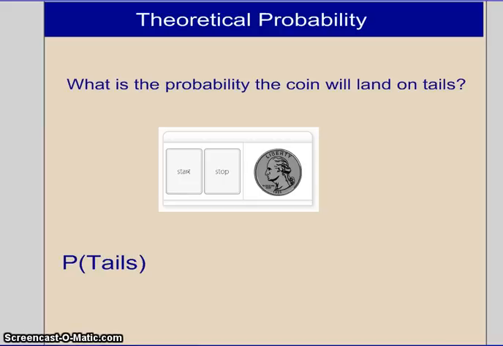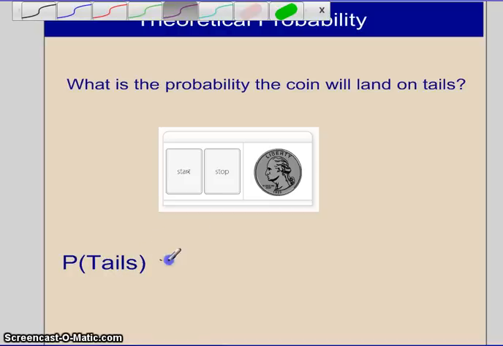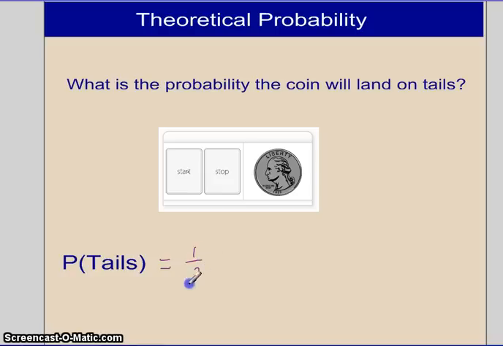If I was to ask you what's the probability of getting tails when I flip this coin, what would you say? If you say 1/2, you would be correct. And the reason is that there are two possible outcomes, heads or tails. And if I'm going to flip it once, I would think that half the time I would get tails. So that's called theoretical probability. And here's the notation. We put a capital P and in parentheses whatever thing we're looking for.